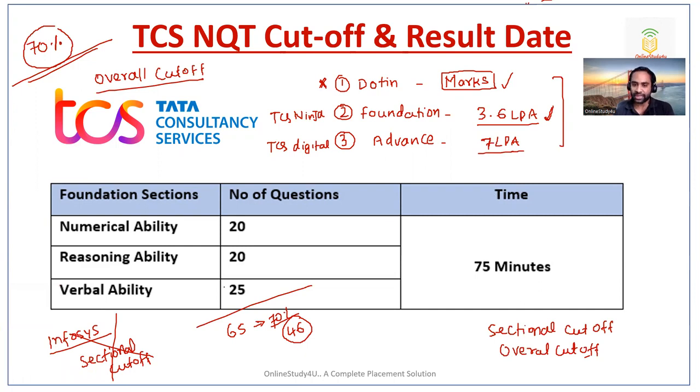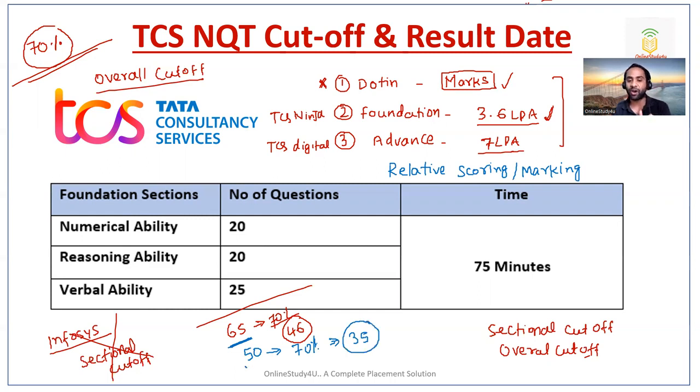Friends, you do not have to calculate 70% of the 65. Actually, in this exam the percentage and cutoff calculation will be relative scoring, relative marking. Suppose 1 lakh students took part in the exam, and the topper has done only 50 questions correctly. Then the 70% cutoff will be calculated of 50, not of 65. This is the main point you need to understand.